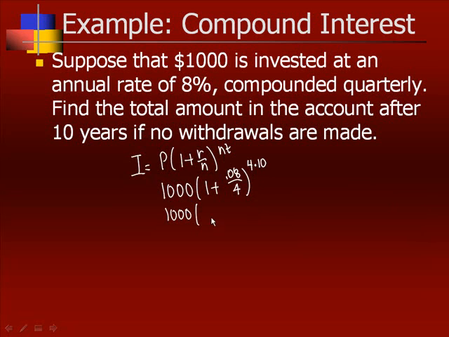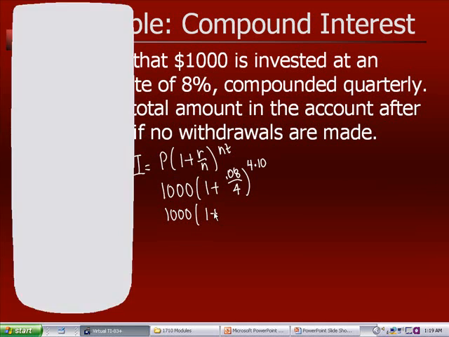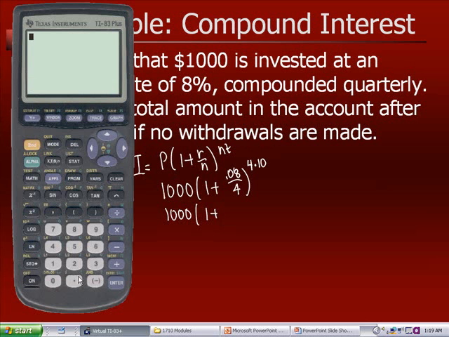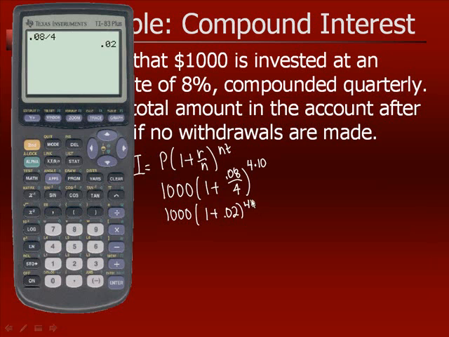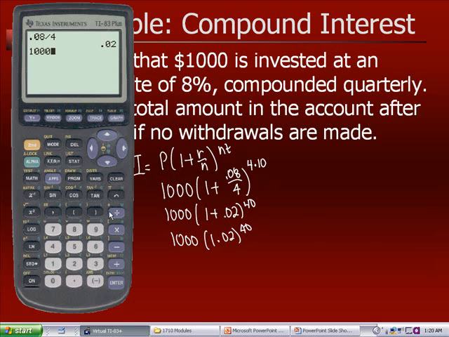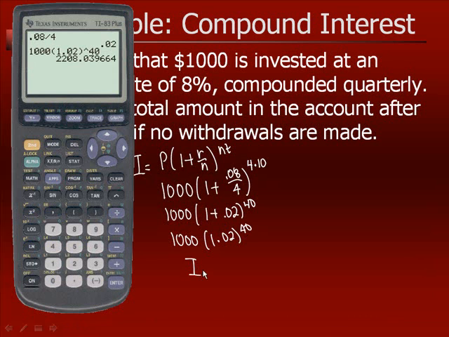So we would get 1,000 times 1 plus, and if we pulled out the calculator and did it in pieces, 0.08 divided by 4 is 0.02, to the 40. So 1,000 times 1.02 to the power of 40, which means our total would be $2,208.04.